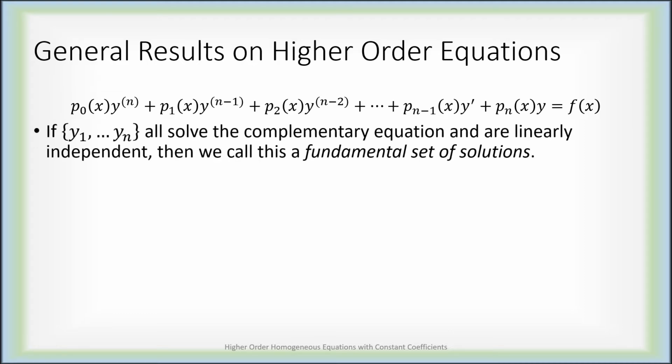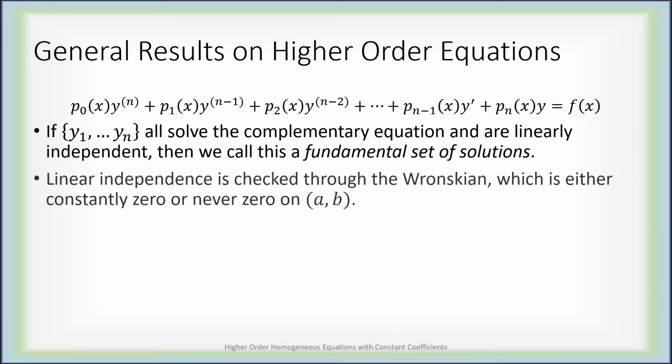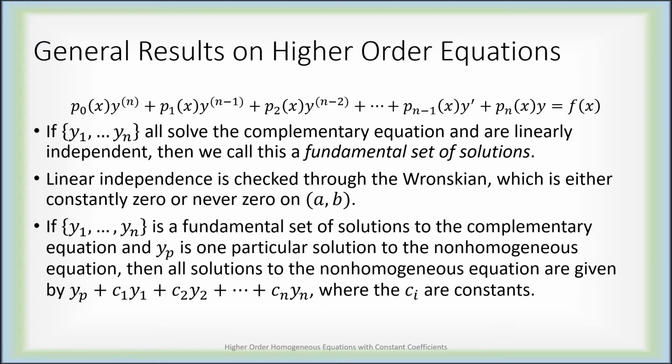If we have a collection of n different functions, y1 through yn, which solve the complementary equation, which is where the forcing function is set to be equal to zero, and all of those functions are linearly independent, then we call this a fundamental set of solutions. Linear independence is checked through the Wronskian, which is either constantly zero or never zero on some given interval, and this is just how we did it in the past.